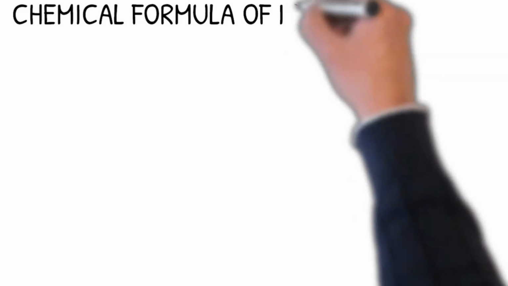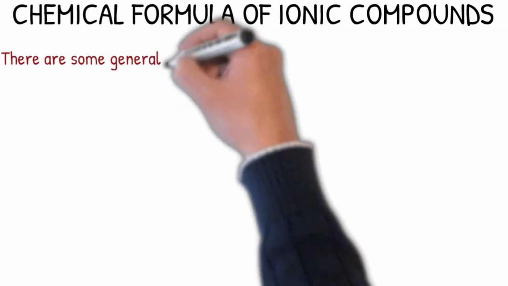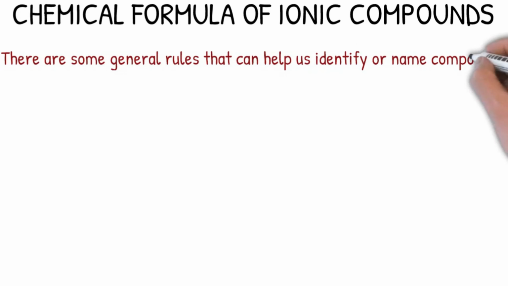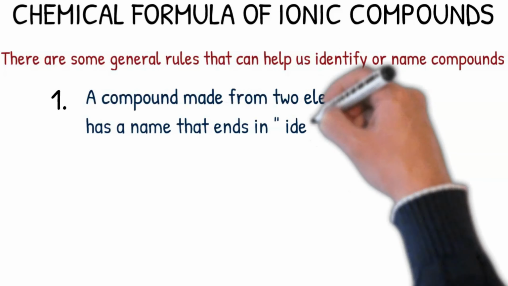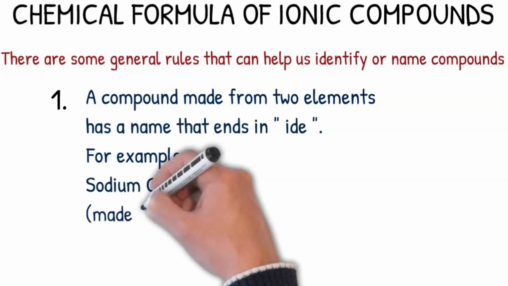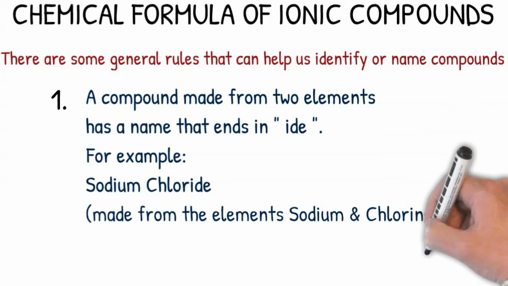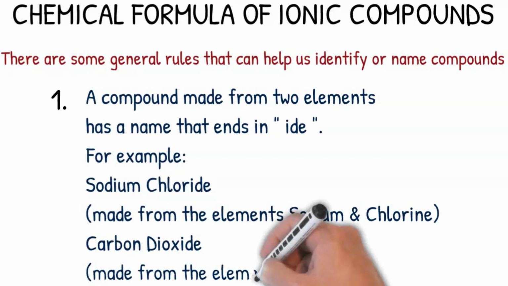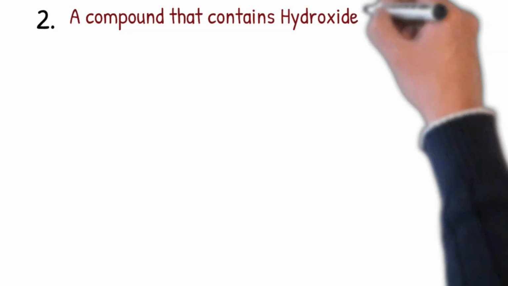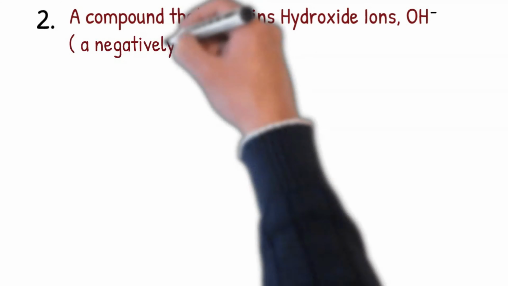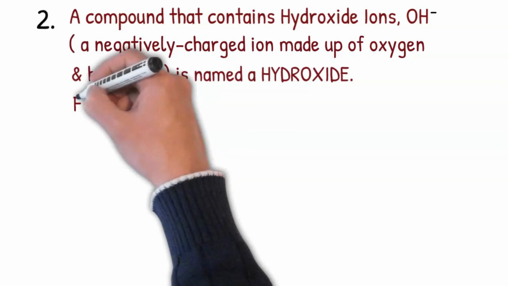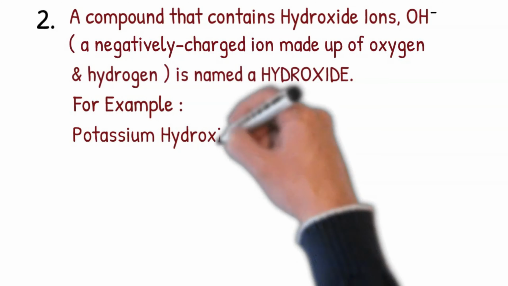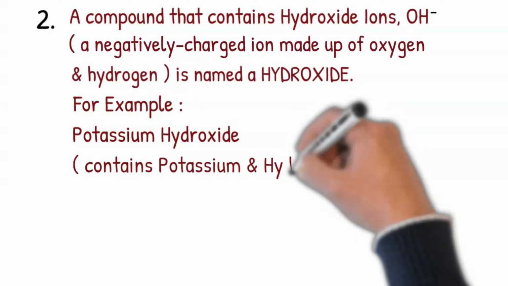Chemical formula of ionic compounds. There are some general rules that can help us identify or name compounds. A compound made from 2 elements has a name that ends in IDE, for example, sodium chloride, made from the elements sodium and chlorine, carbon dioxide, made from the elements carbon and oxygen. A compound that contains hydroxide ions, OH-, a negatively charged ion made up of oxygen and hydrogen, is named a hydroxide. For example, potassium hydroxide, contains potassium and hydroxide ions.